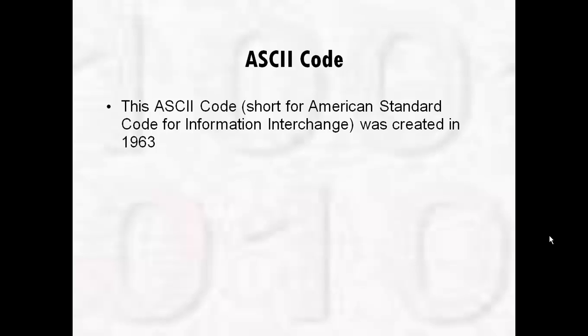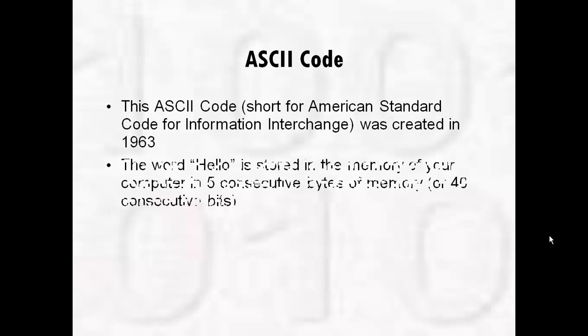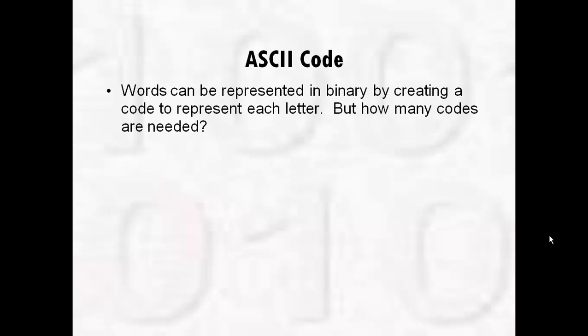Now the ASCII code is short for the American Standard Code for Information Interchange. It was created in 1963 to replace an older version of the same idea that was a little bit more complex to use. And the way the ASCII code is going to work, it's going to take a word and store it in consecutive bytes of memory, or in this case 40 consecutive bits for the word hello, so we can store it and get access to it later. Let's see how this works.